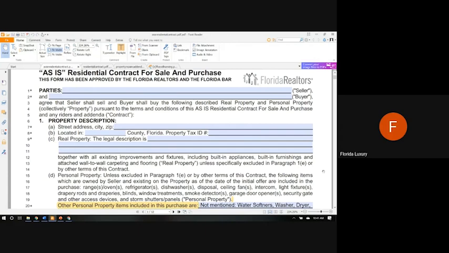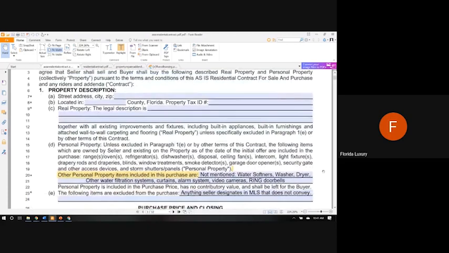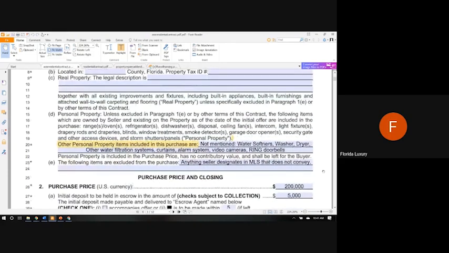Yes. So the seller's name comes from the tax record. The buyer's name, does that need to be in a certain, like? However they want it on their deed. That's not how it's going to be. Yep. Right? So if it's John A. Smith, that's how it'll be on the deed.